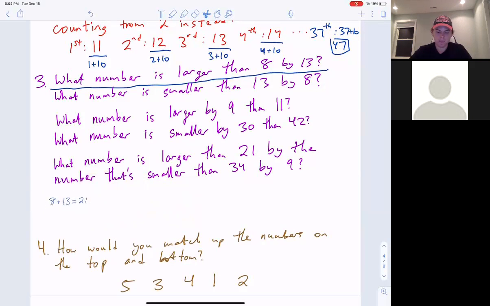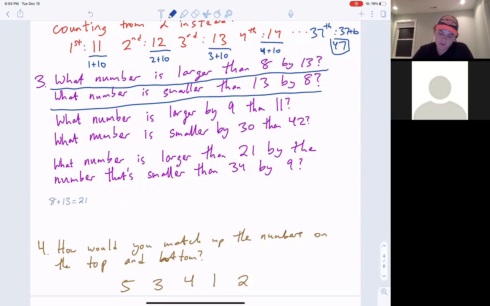Okay. What number is smaller than 13 by 8? Well, what this means is that to get that number, if I start from 13, I would have to go down by 8. So I would go from 13, and then I would go 12, 11, 10, 9, 8, 7, 6, 5. So I want the answer to be 5.